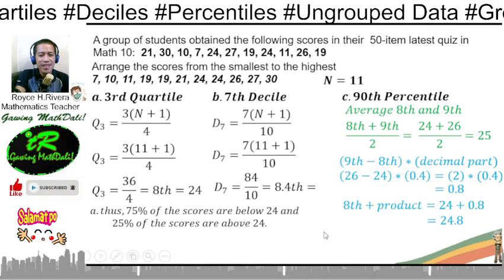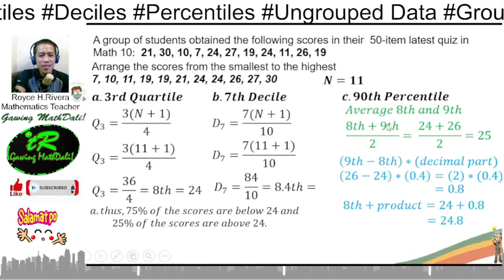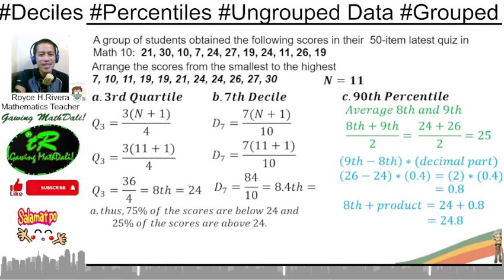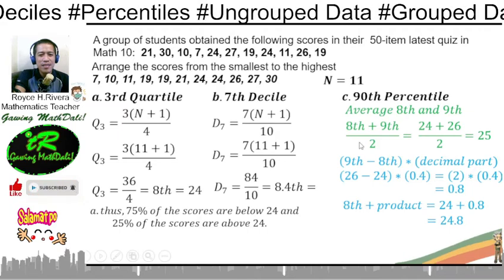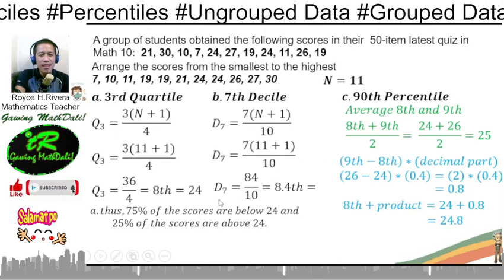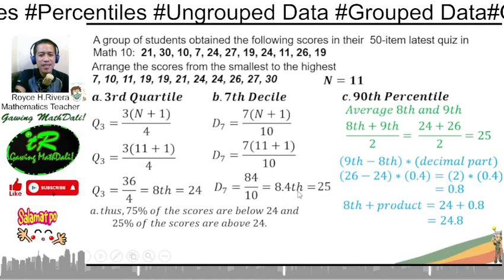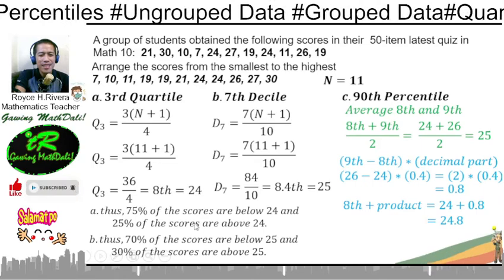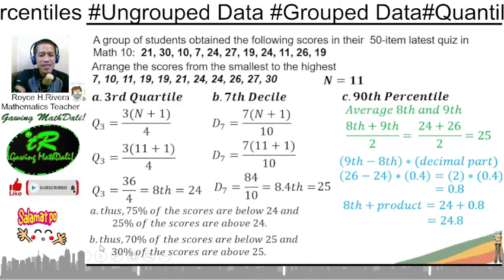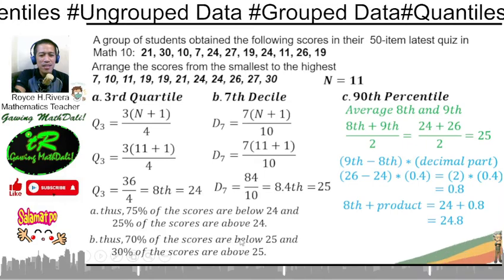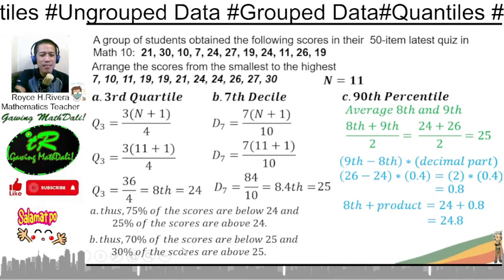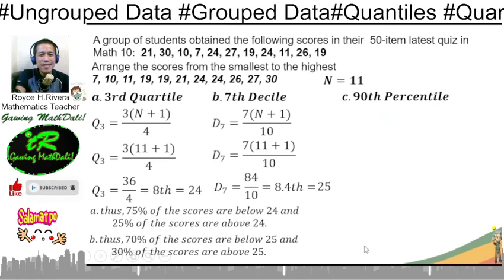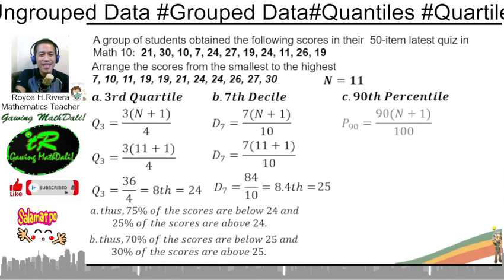Para sa atin, ang gagamitin natin ay yung first process. Get the average. So the value of decile 7 is 25. For the conclusion, 70% of the scores are below 25 and 30% of the scores are above 25. Letter C.